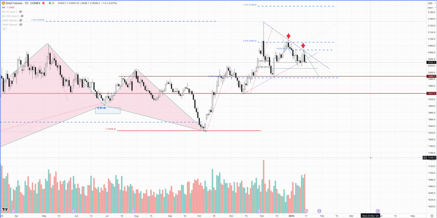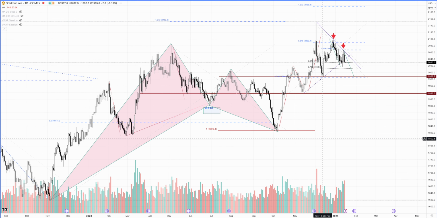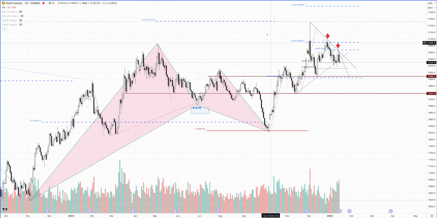So in the previous video which I did over the weekend, in the weekend review, we were looking at this triangle formation. So just to go a little bit behind, what we see is that gold found a great deal of resistance coming from the 1.272 expansion of this swing. Let me actually try drawing this for you to make it easy to see. Here we go. So this is the 1.272, and it found a great deal of resistance, and ever since has just been moving lower.